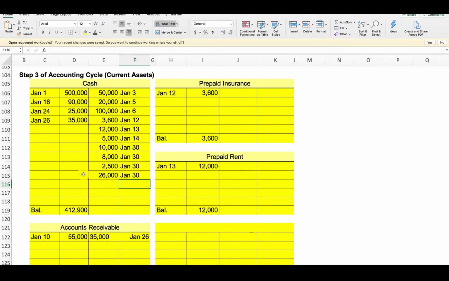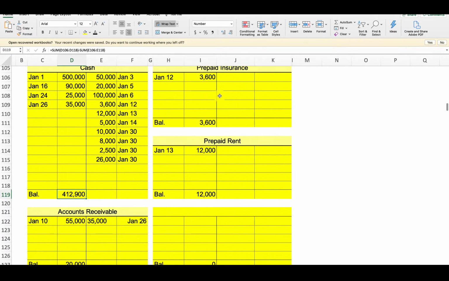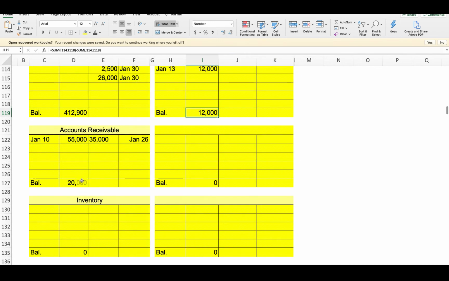So here, my cash balance is $412,900. My prepaid insurance balance is $3,600. My prepaid rent is $12. My accounts receivable is $20. If you have 2 items, one on the debit side and one on the credit side, you take the difference and the balance goes on the side that has more. So if there are more debits than credits, then the debits consume all the credits and the balance is on the debit side. And that should always be the normal balance side.